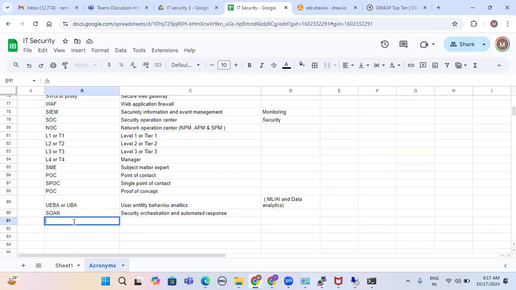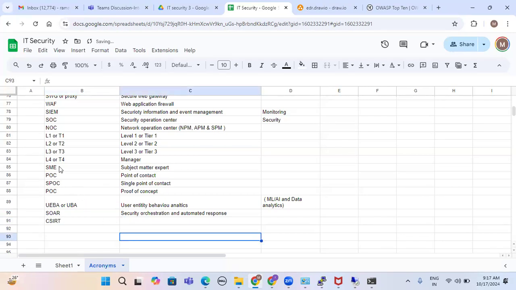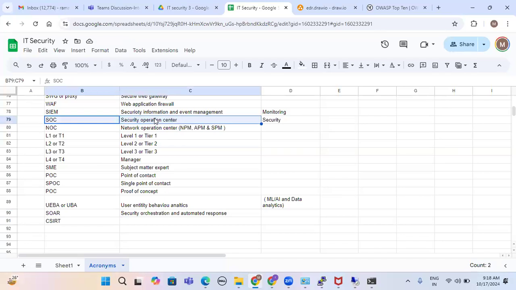Next one is CSIRT. So these are all synonyms, whatever I'm going to discuss. SOC. What is SOC? A Security Operations Center. It's a dedicated room or site where the people sit and take care of the respective security incident investigation or forensic analysis. That may be the level 1 team or level 2 team or level 3 or level 4. That's the part of the SOC.